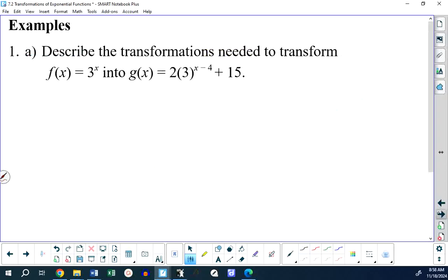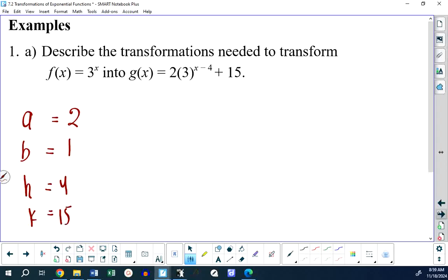So, describe the transformations involved here. Based on the warm-up, you ought to be able to figure out that this transformation has a parameter a value of 2. That number 3 in both f of x and g of x is not a parameter. Well, I mean, I guess it is a parameter, but it's not an a, b, h, k parameter. It's the base of both functions. The value of the parameter b is equal to 1, because there's a 1 in front of the x minus 4. The parameter h is 4, and the parameter k is 15.